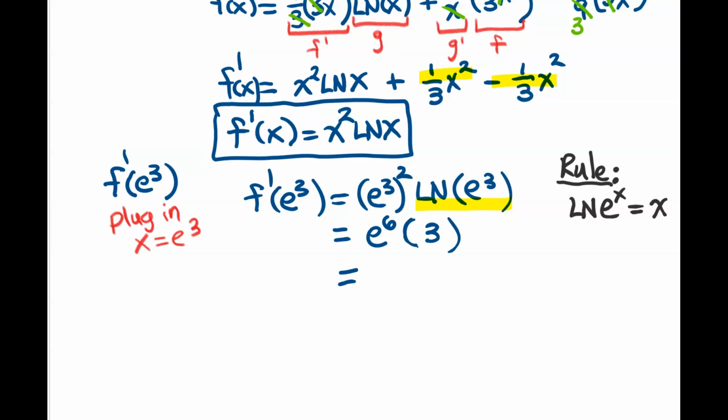All right, here's my answer, 3e to the 6th. Now, that's a number that if you like, you could type it in your calculator and get the decimal value for it, but I say just leave it exact. Just leave your answer 3e to the 6th. If they ask for a decimal, type it in, round it off, and you're good. Okay, I hope this has been helpful.